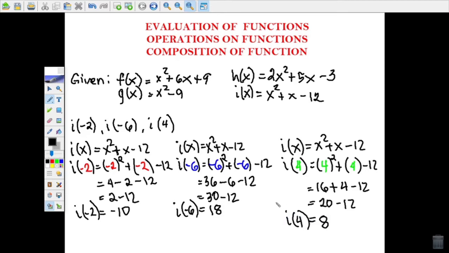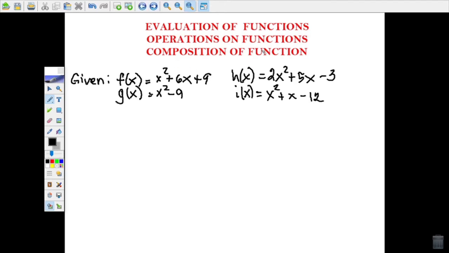So, ganyan lang paano mag-evaluate ng functions. So, let's proceed to operations on functions. Let's have the same given functions: f of x, g of x, h of x, I of x. Operation, so yung basic operation.